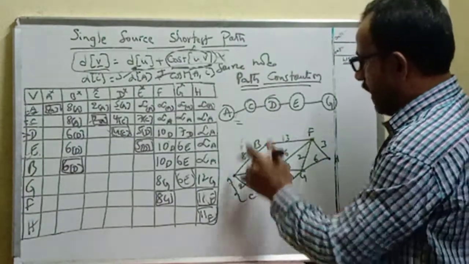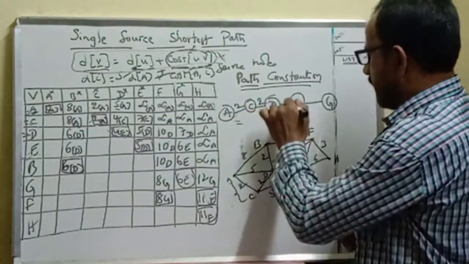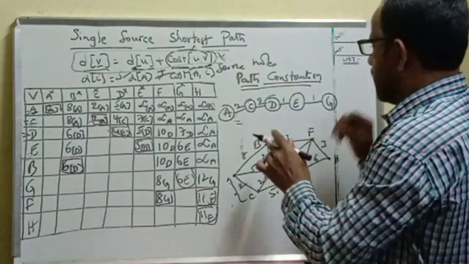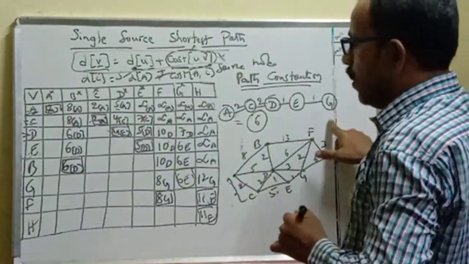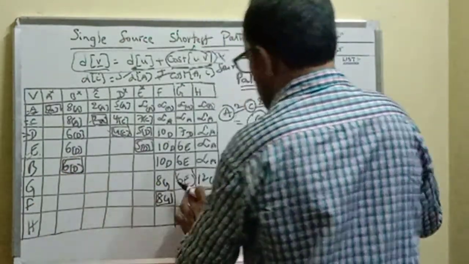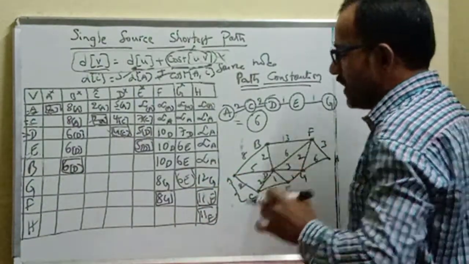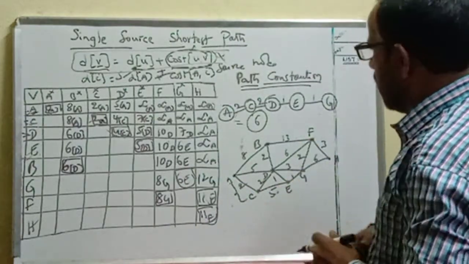What is the A to C path cost? 2 units. What is the C to D path cost? 2 units. What is the D to E path cost? 1 unit. What is the E to Z path cost? 1 unit. So what is the shortest distance now? Add all the edge costs, 6 units we get. Then what is the number circled for Z? 6 only. The number circled for Z is 6. So the shortest distance from source node to node Z is 6 units. Or you can consider any other node.